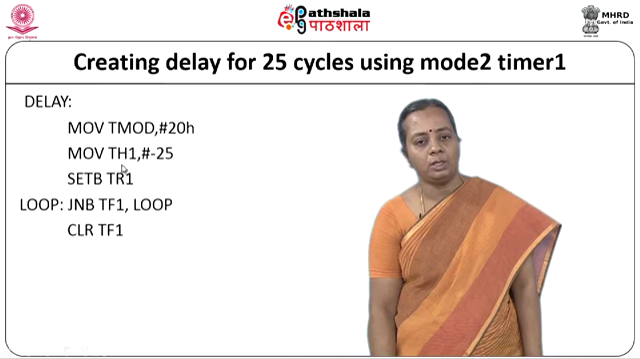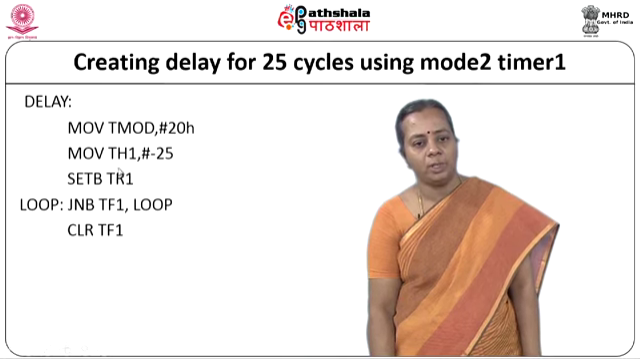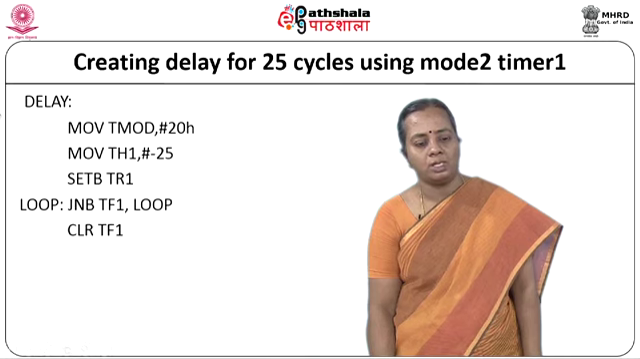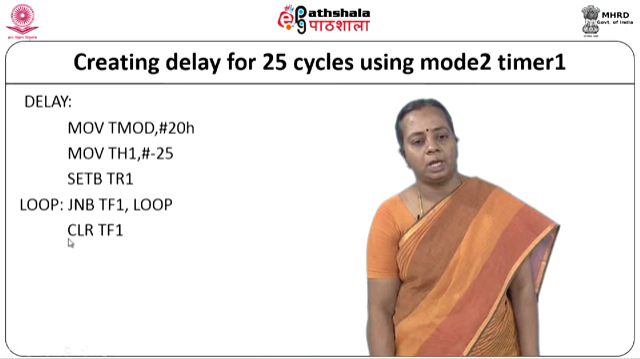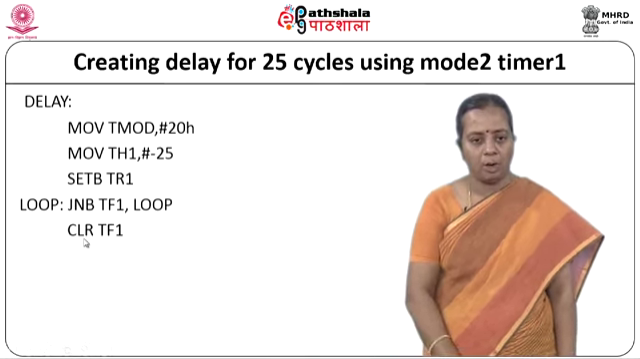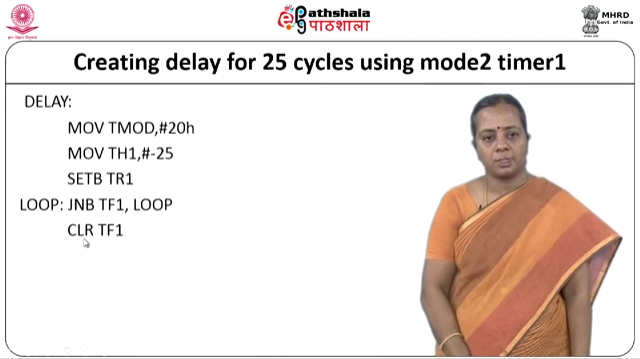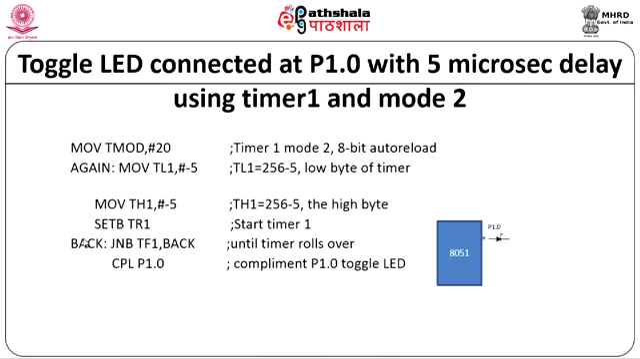Whatever TH is available over there is automatically loaded into your TL also. This is always done by the system. Now you just see how, with the use of this, we toggle an LED connected to pin 1.0 with a 5 microsecond delay using Timer 1 and Mode 2. This is a simple example application, to make an LED blink or toggle at pin 1.0 with a 5 microsecond delay.